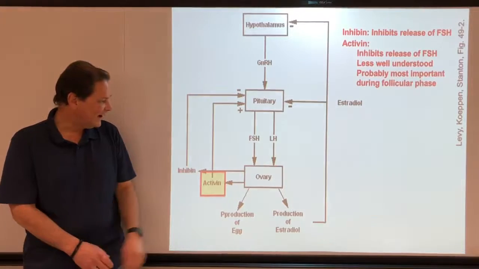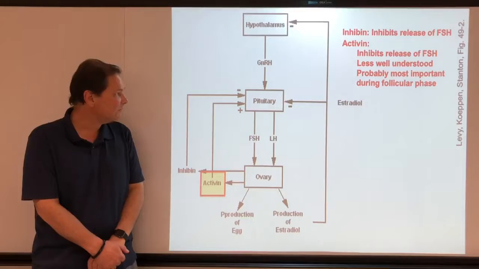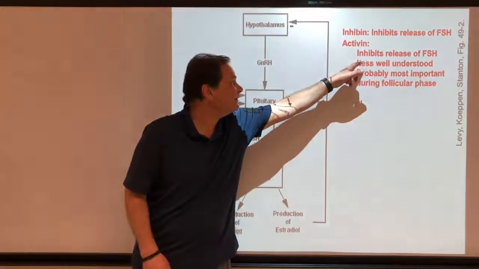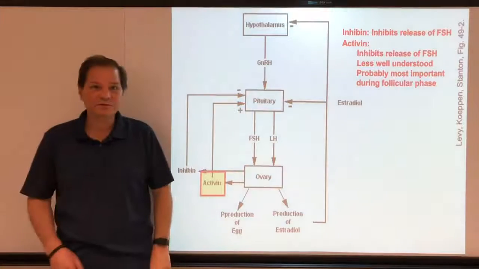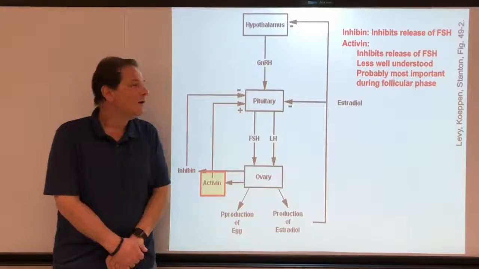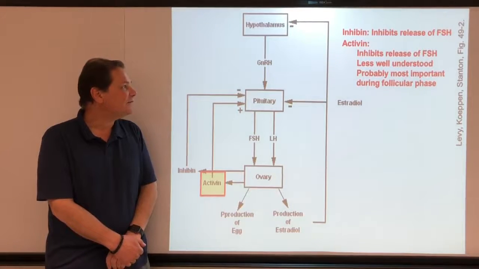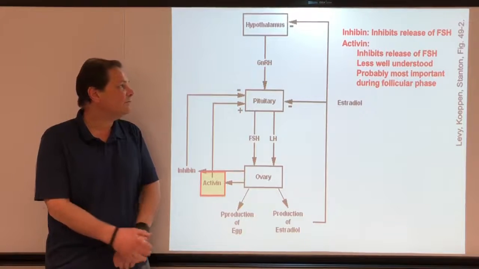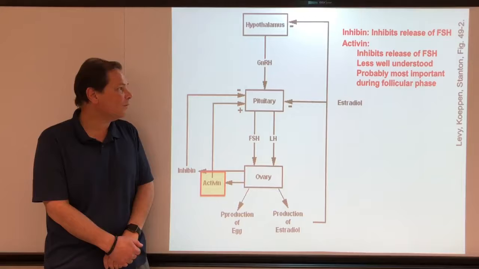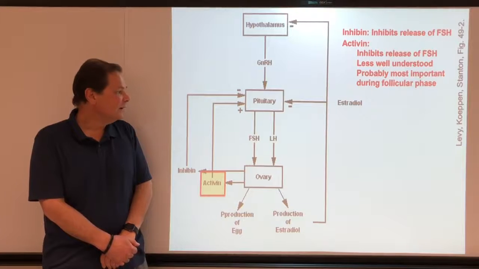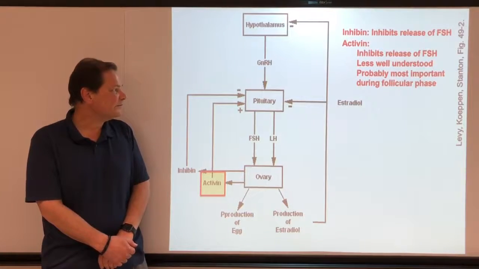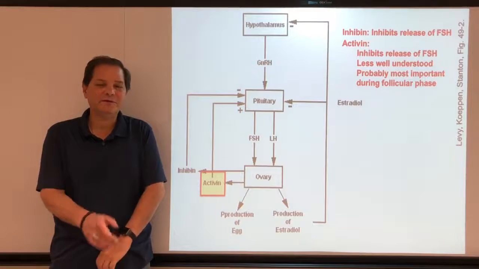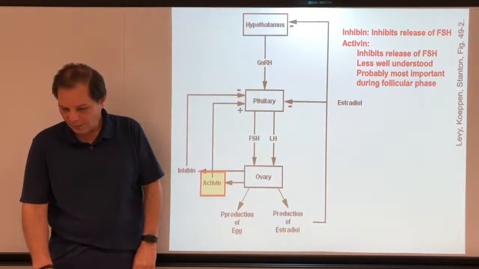And we also have activin, which is secreted by the ovary. It actually stimulates the release of FSH. Your slide will be correct. And it's a lot less well understood, but it's probably most important during the follicular phase. Probably causes the release of FSH at the same time that the LH surge takes place, and we'll get to that.